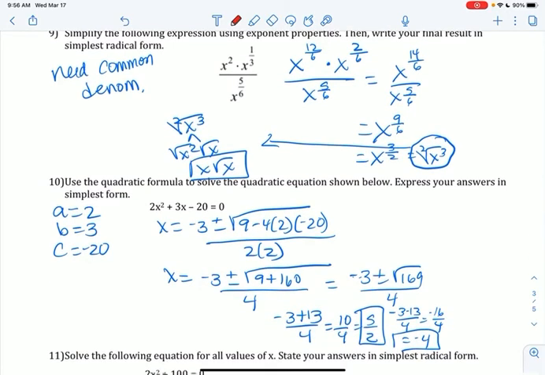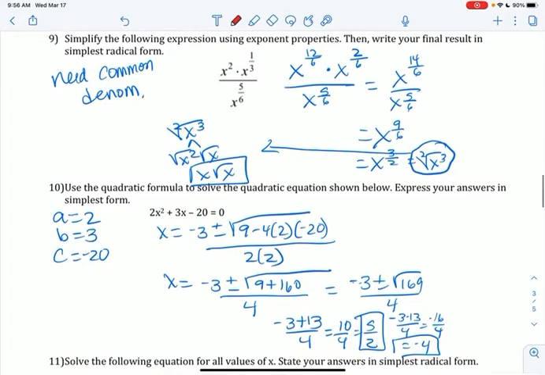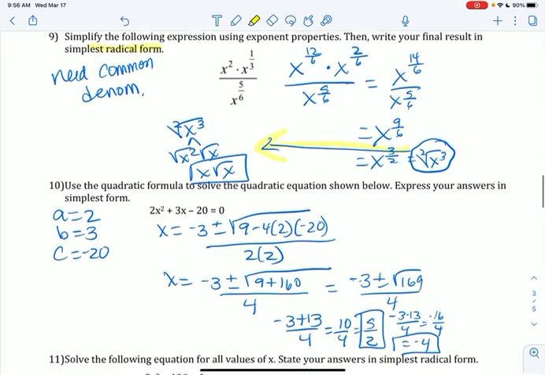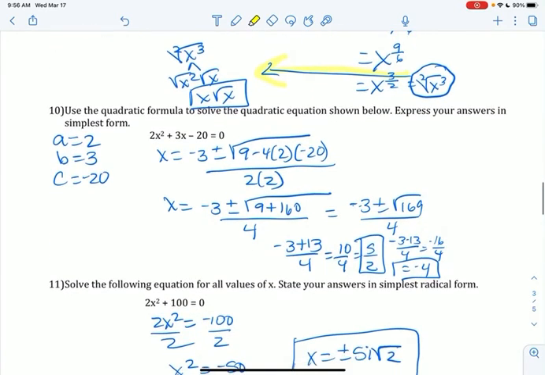9 over 6 reduces to 3/2. They want me to write my final answer in simplest radical form. So I'm going to put that fractional exponent back as a radical. Remember that the denominator is the root and the numerator is the exponent, but I can simplify this, so I'm going to simplify it over here. The square root of x to the third is x times the square root of x.